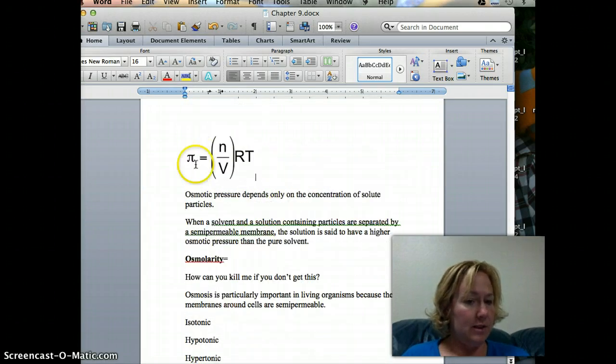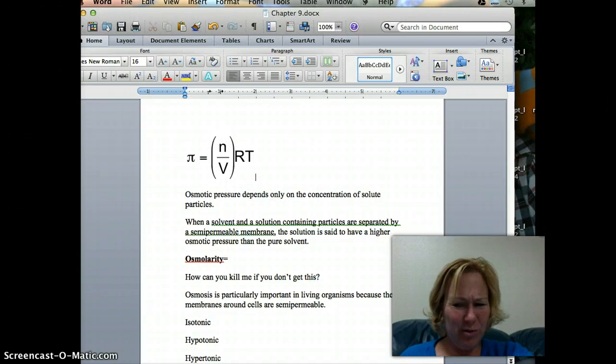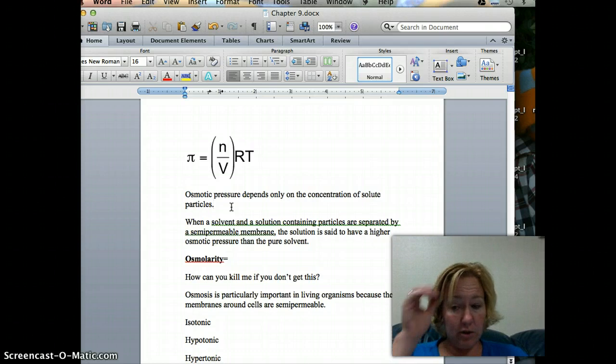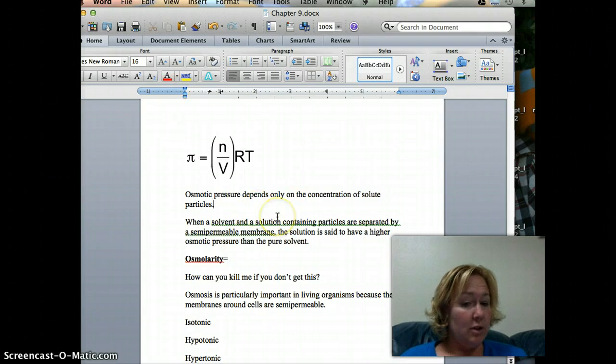And this is the equation related to it. I don't think I gave you any problems like that in the homework, but I might have. I did not, however, give you those problems on the test that I remember. Osmotic pressure depends only on the concentration of the solute particles. When a solvent and a solution contain particles and they're separated by a semi-permeable membrane, the solution is said to have a higher osmotic pressure than the pure solvent. So that's where you get osmotic pressure.